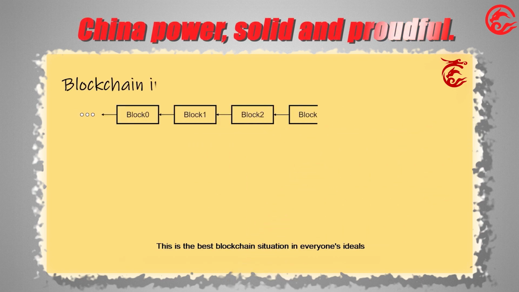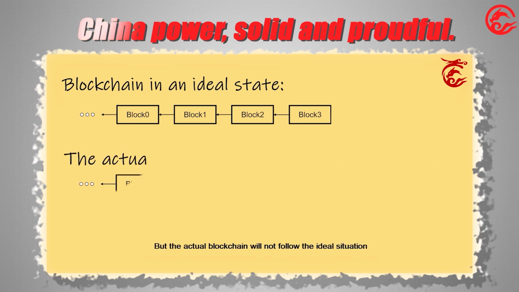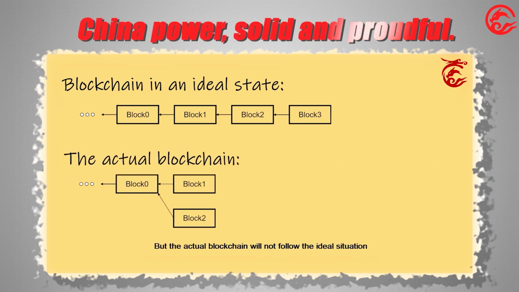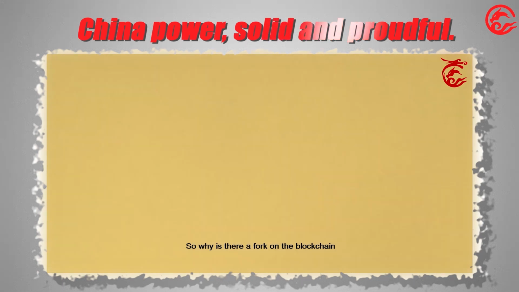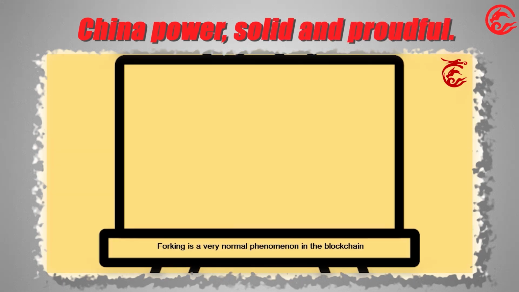This is the best blockchain situation in everyone's ideals. But the actual blockchain will not follow the ideal situation. There are often forks on the blockchain. So, why is there a fork on the blockchain? Forking is a very normal phenomenon in the blockchain. Even if no one does evil, the blockchain will still fork.